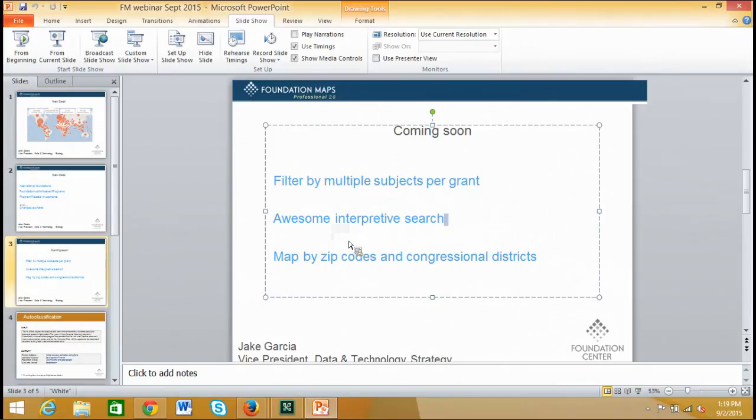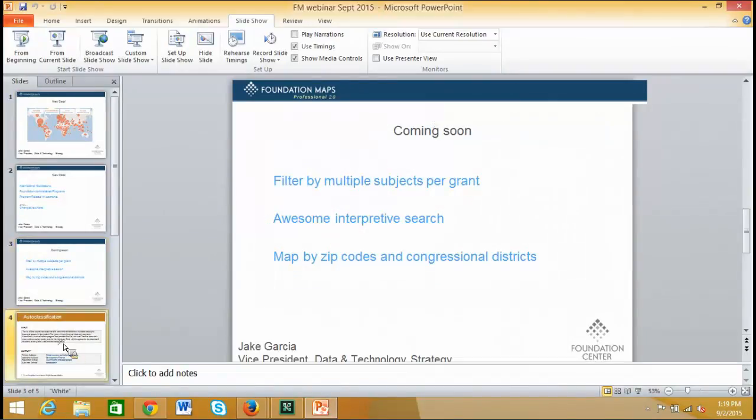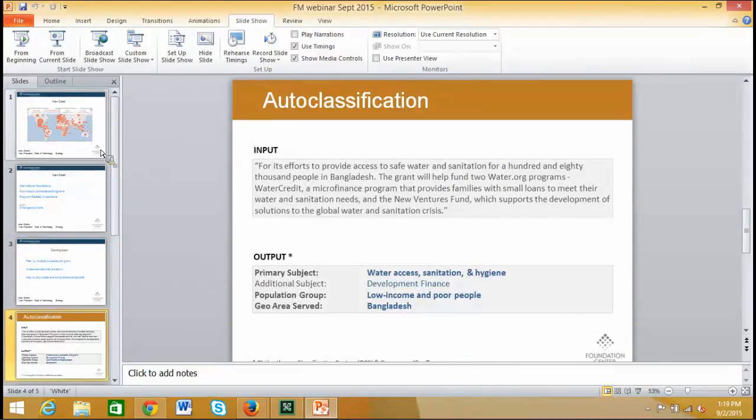The one I'm personally most excited about is Interpretive Search. This is what we're calling Interpretive Search. Basically, here's the idea.